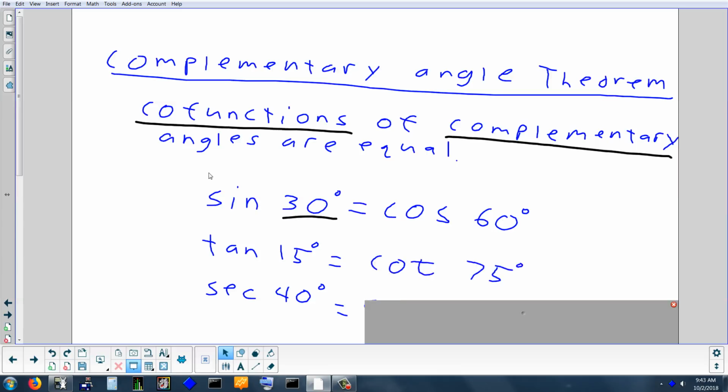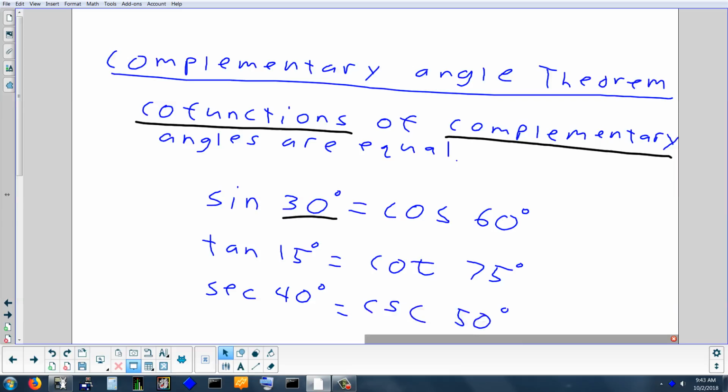How about the secant of 40? What would that be the same as? Think of the cofunction. Think of the complement. Yeah? The secant. So you said 50, and what was the function you said? Cosecant. So cosecant of 50.